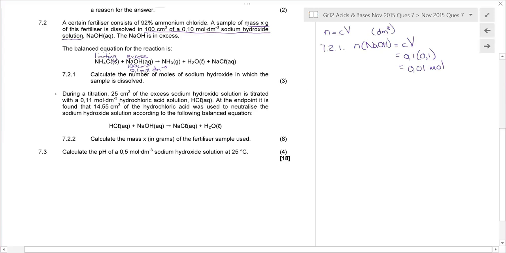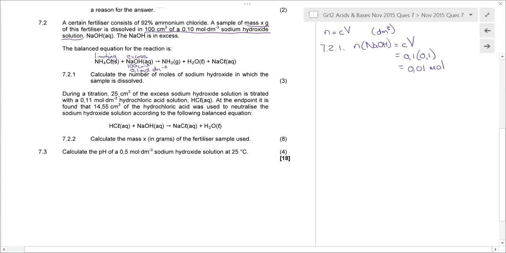Now we carry on to the next section. During the titration, 25 cm³ of the excess sodium hydroxide solution, so the sodium hydroxide solution that did not react in this reaction. Remember, it's in excess. Some of it reacts with ammonium chloride. So they are taking 25 cm³ of the excess that didn't react.